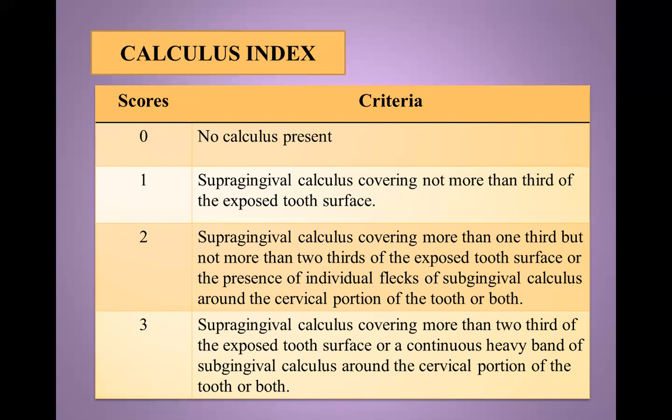Now the score 3: supragingival calculus covering more than 2/3 of the exposed tooth surface, or a continuous heavy band of subgingival calculus around the cervical portion of the tooth, or both.